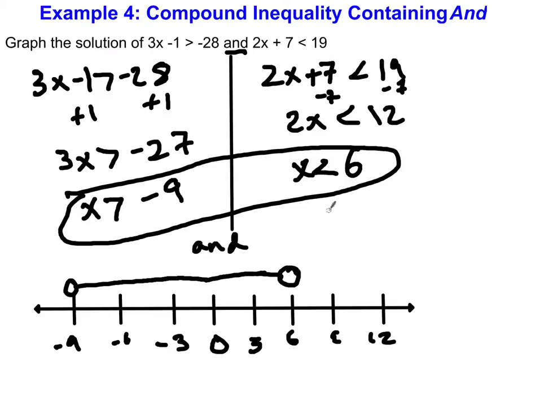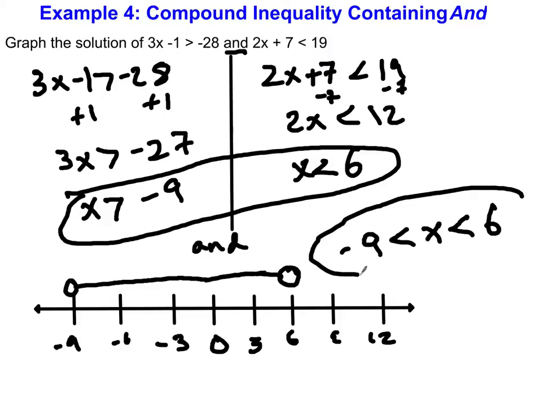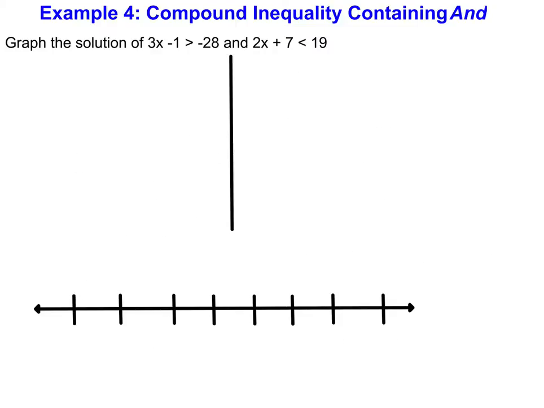x and negative 9. And you can actually write this as one statement. You can say x has to be greater than negative 9 and less than 6. And then this is the graph of that solution. Let's do one with an or.